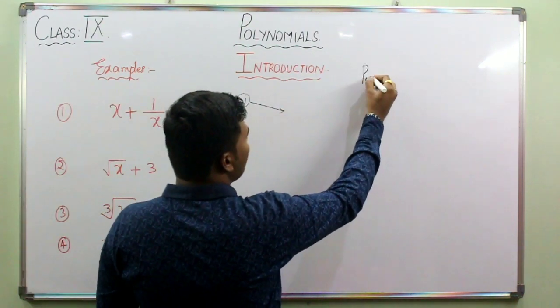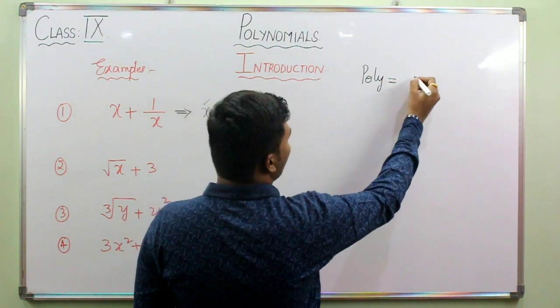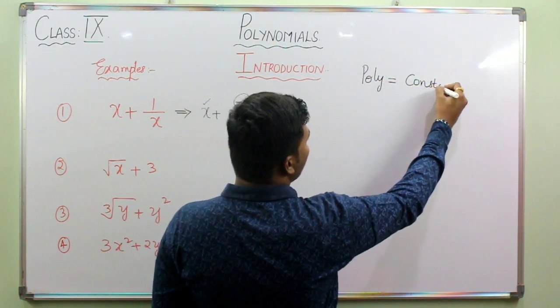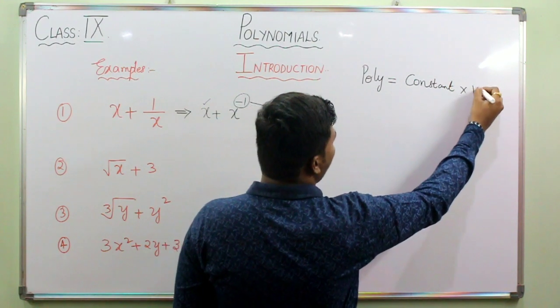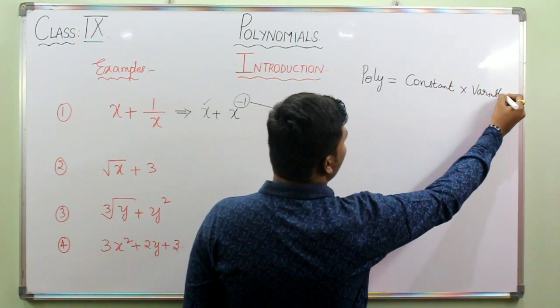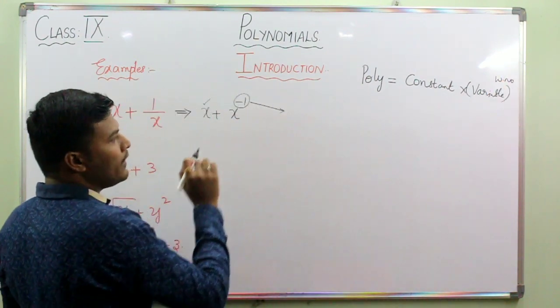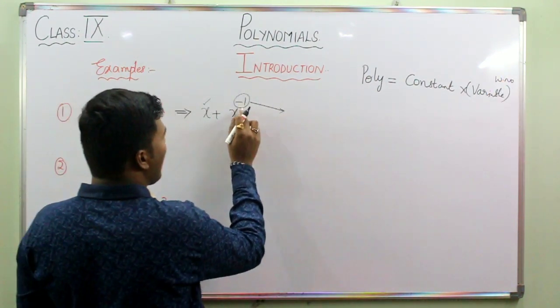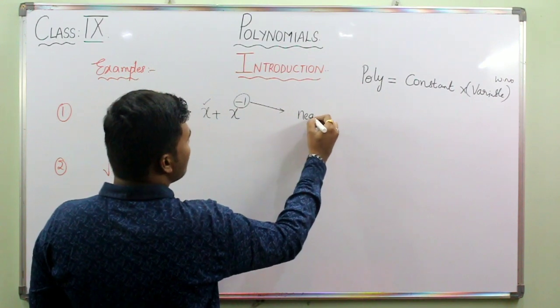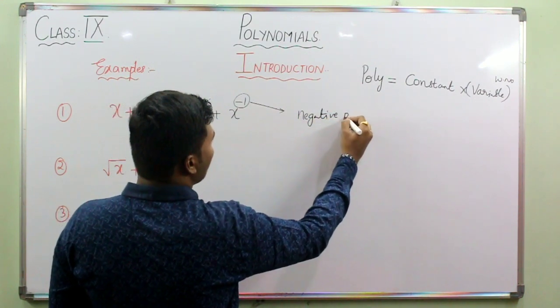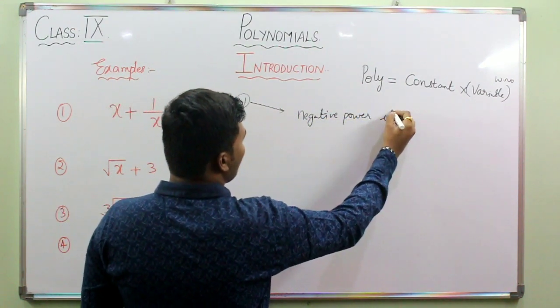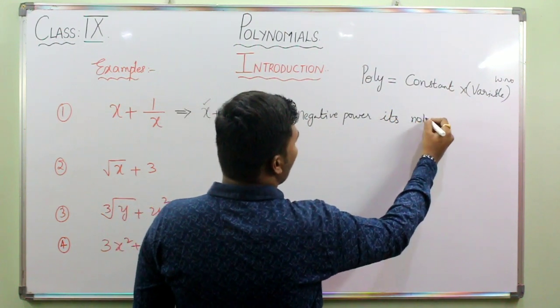A polynomial will be of what form? A polynomial is of the form constant into variable to the power of a whole number. Minus 1 is not a whole number. Therefore, if we have a negative power, then it is not a polynomial.